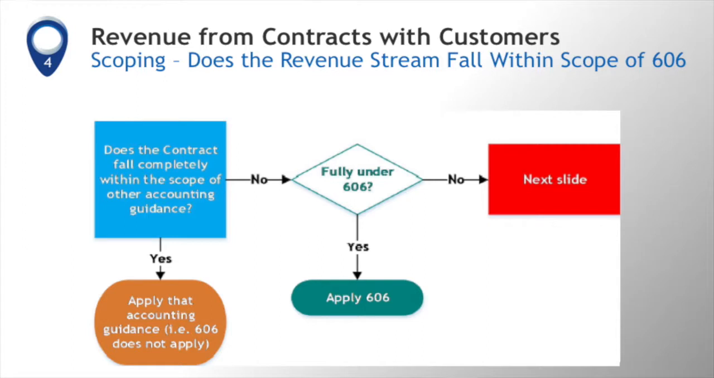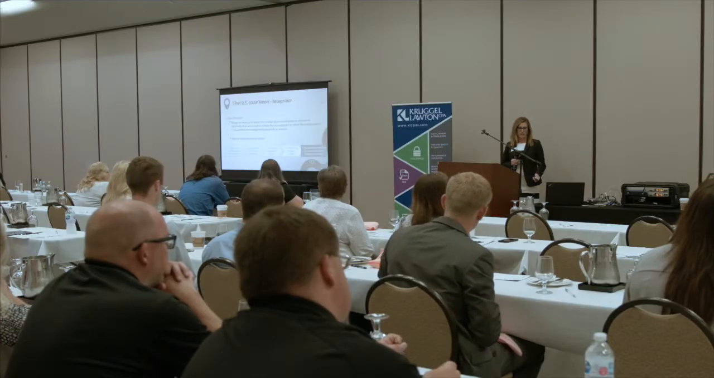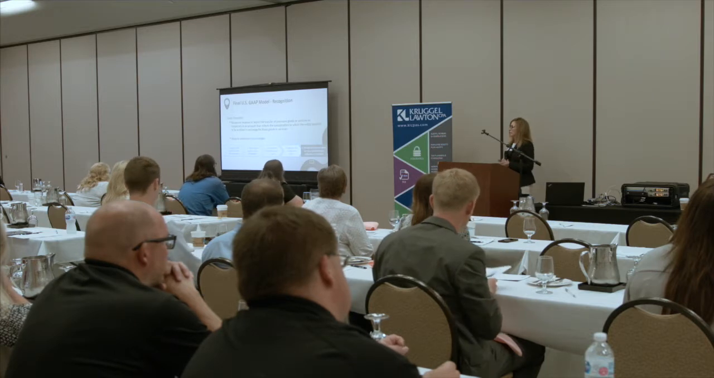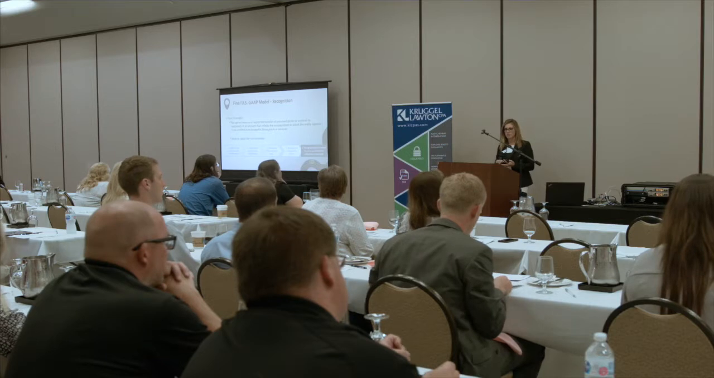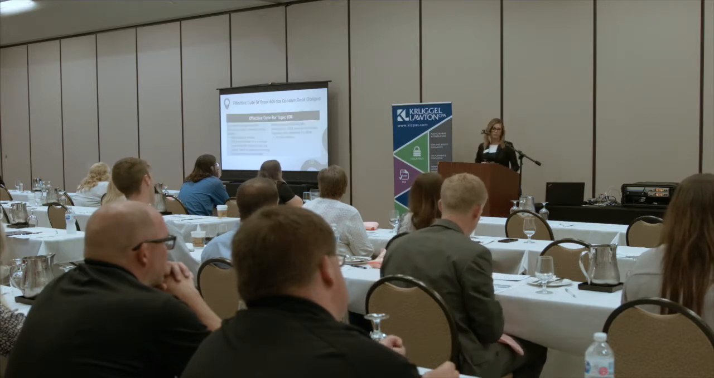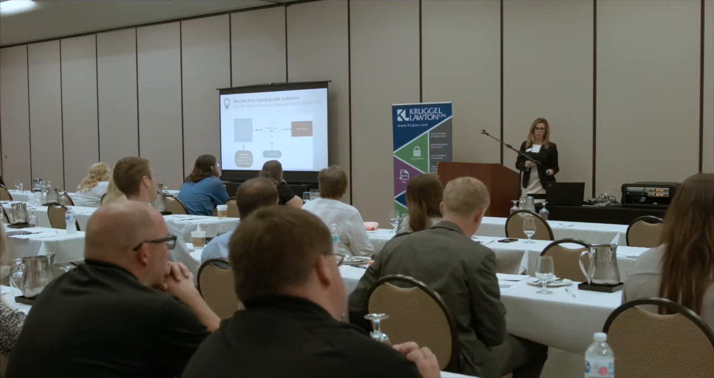Okay, so breaking down a little bit more of the standard. Again, this is staying pretty high level at this point. Starting with the blue box, does the contract fall completely within the scope of other accounting guidance? If yes, then you don't follow 606. If not fully under it, then yes, we certainly apply 606. And again, going back to that slide with the 5 steps, as you walk through those steps and start to answer those questions and read your grant agreements or contributions that you've received, that will help steer you through this roadmap, if you will.